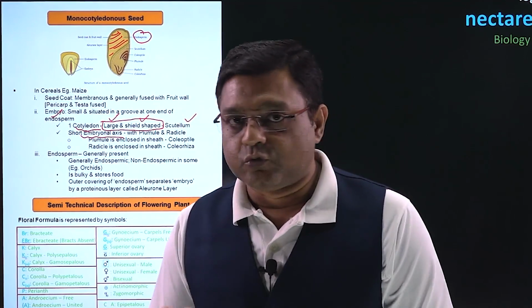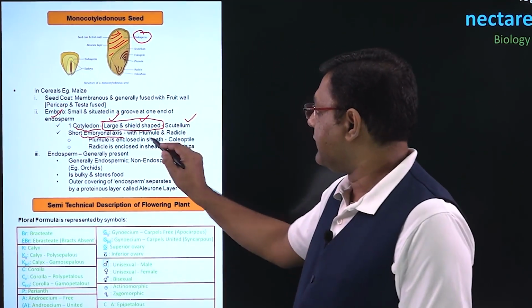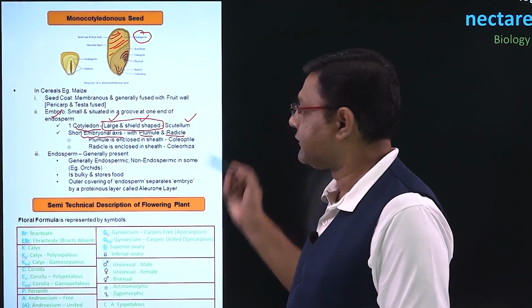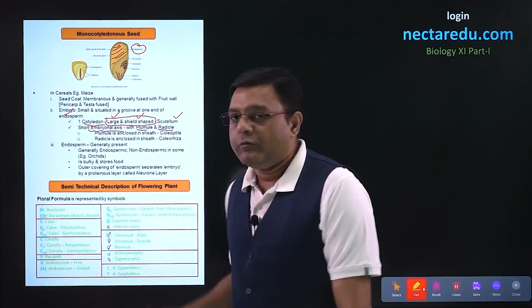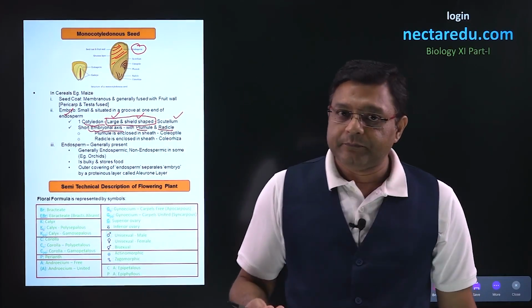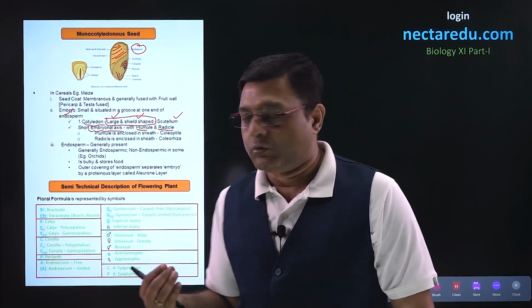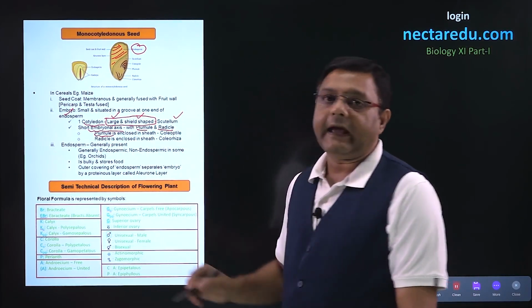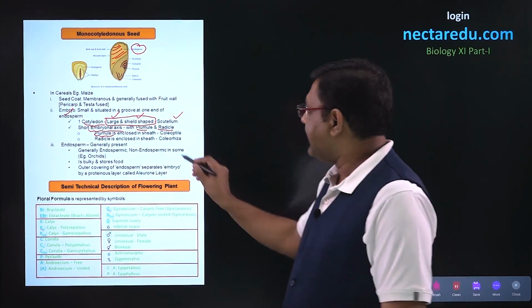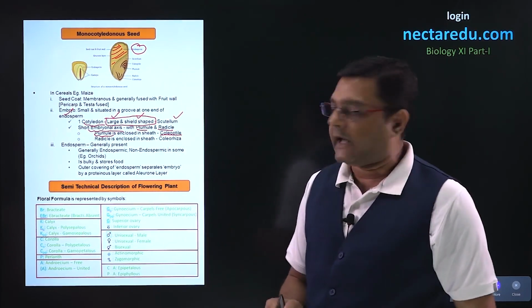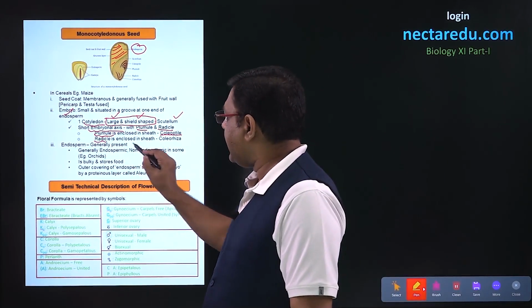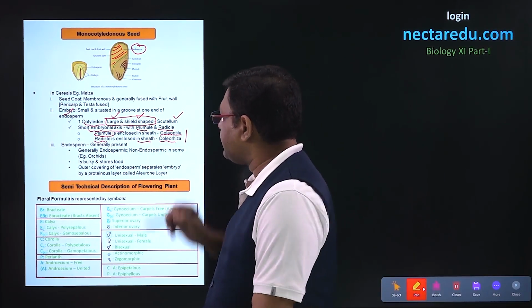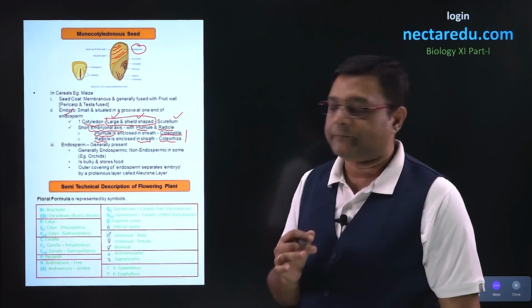Embryonal axis has two parts. The first part is called as plumule and the second part is called as radicle. Plumule gives rise to the stem, radicle gives rise to the root. Now, this plumule will be enclosed in a sheath and the sheath is called as coleoptile, and radicle will be enclosed in a sheath and that particular sheath is called as coleorhiza.